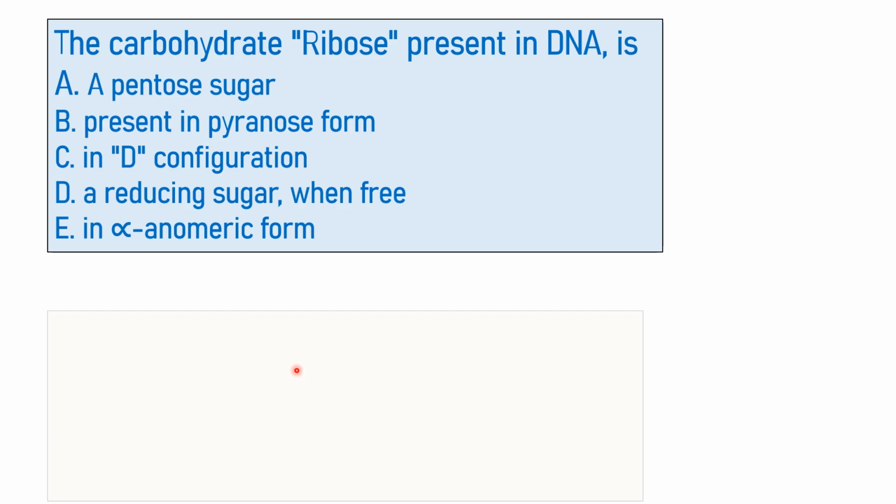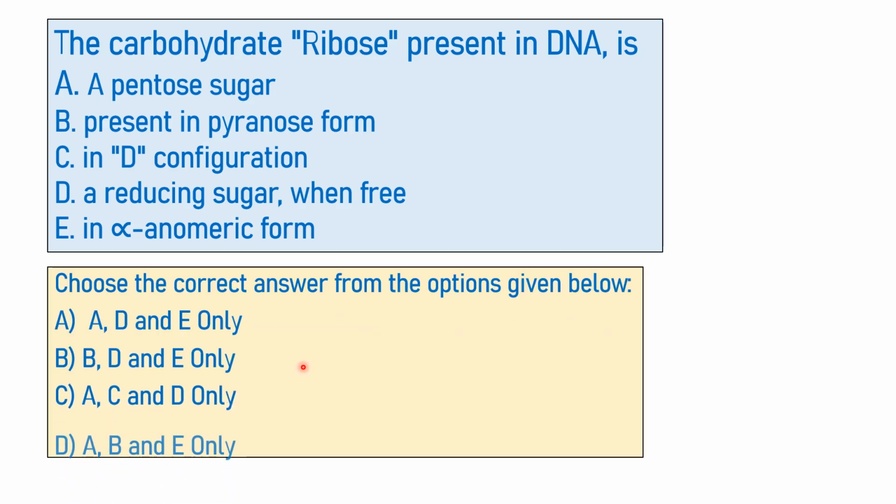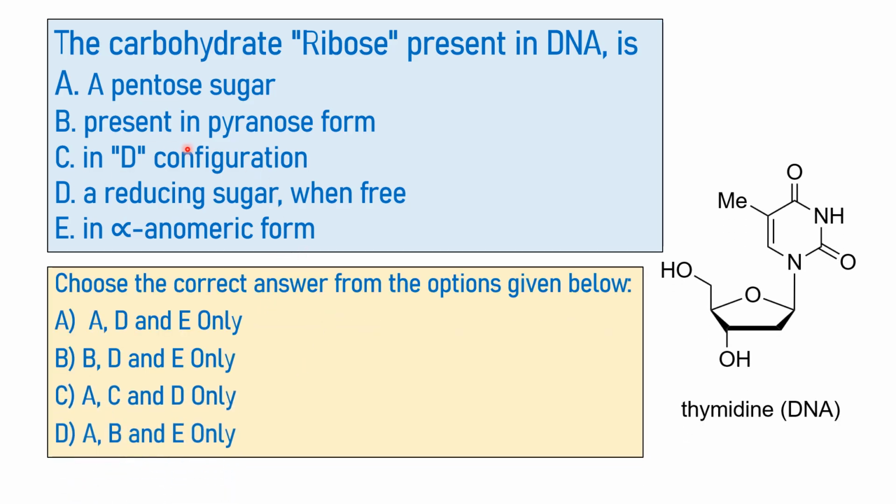So let's go back to the question. Now the question is quite easier to solve. The carbohydrate ribose present in DNA is a pentose sugar. We all know it's a pentose sugar, and that it is present in the pyranose form is a wrong option because it is present only in the furanose form. It's a 5-membered ring. And in D configuration, yes, all carbohydrates are D configuration. Reducing sugar when free, yes, when this group is not attached, instead if there is an OH group, then it can open, and so it is a reducing sugar when free.